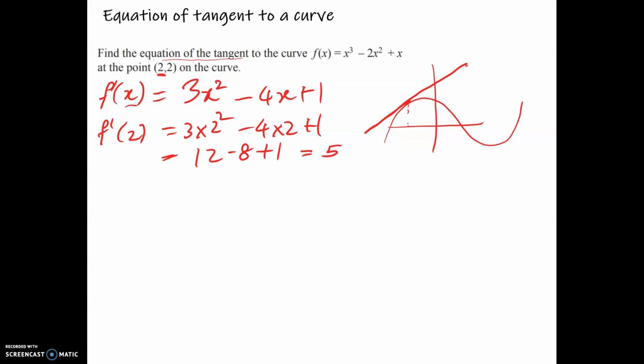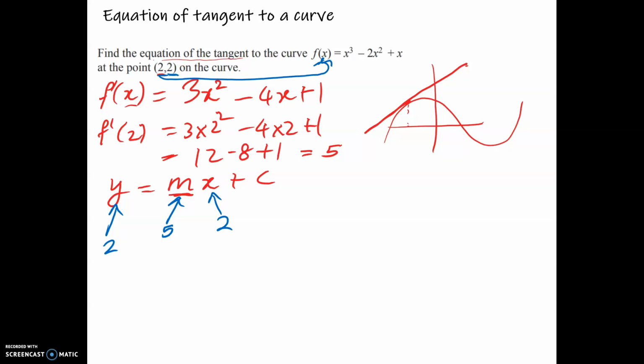So we want the equation of the tangent. So we know the equation of the tangent takes this form, and what we have here is m, and that is 5. So we've just worked that out to be 5. Now they have been kind, they've given us what x and y are. So x is 2 and y is 2. Sometimes they don't give you the y value. You'll have to then substitute the x value into the original function to get the y value.